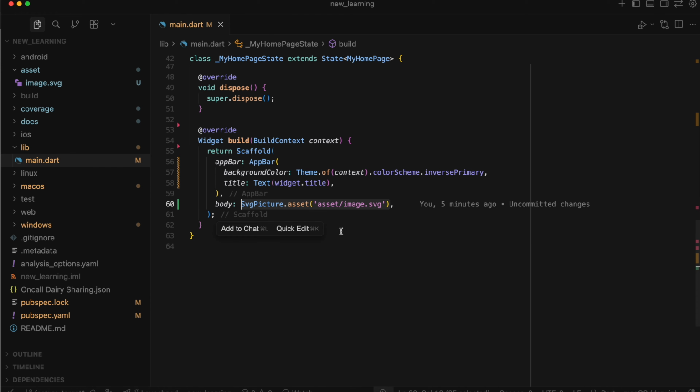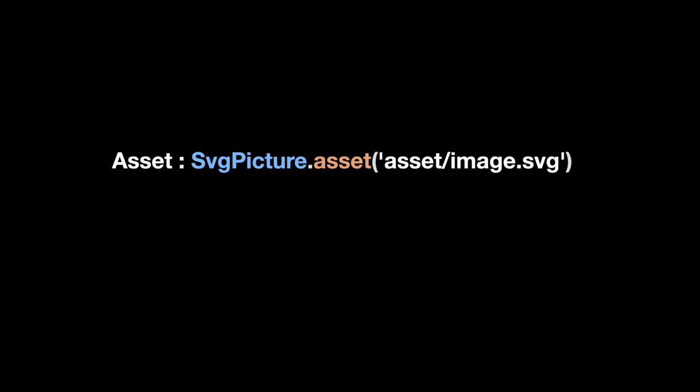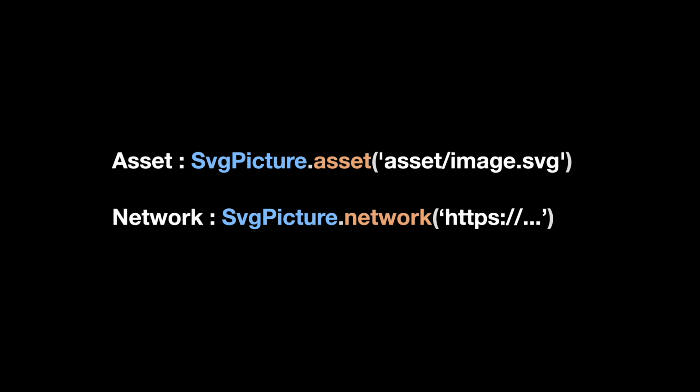picture.asset constructor provided by the package. While if you are rendering network SVG image, use SvgPicture.network constructor. And that's it. This is how you render SVG content in your Flutter app.